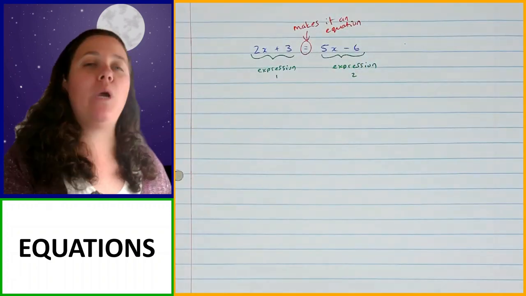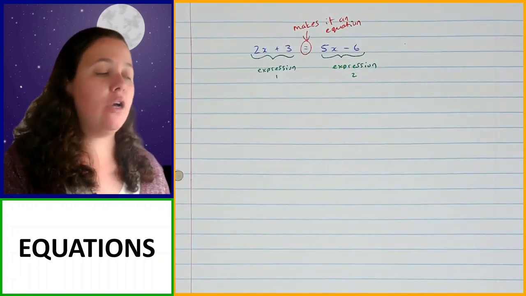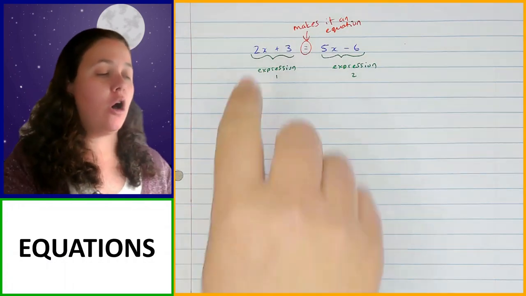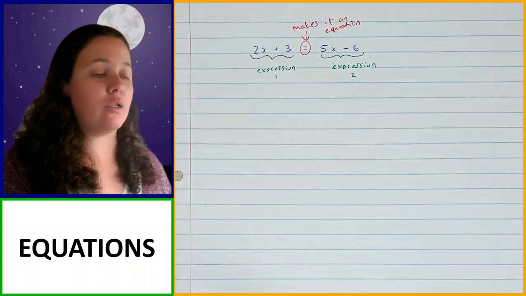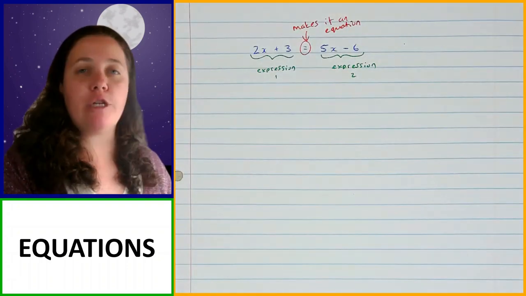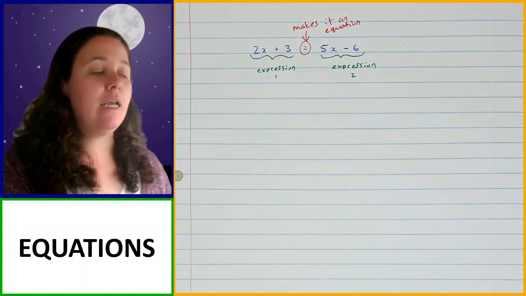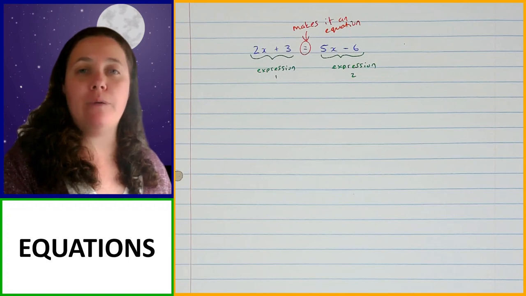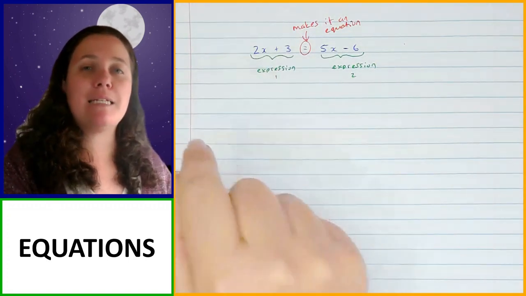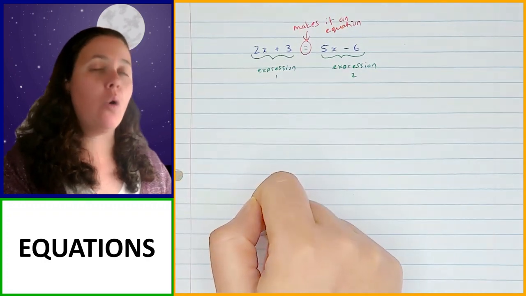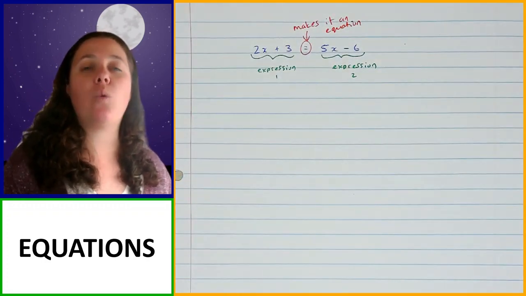Okay, now when we solve an equation, we are going to be finding the value of the variable. Often it will be x, but it won't always be x, it depends on what the equation has. Sometimes your equation might have an a or a b or whatever in. So you're going to solve for whatever that variable is, and you're going to find what value of that variable satisfies the equation, or in other words, what value of that variable will make the equation true.